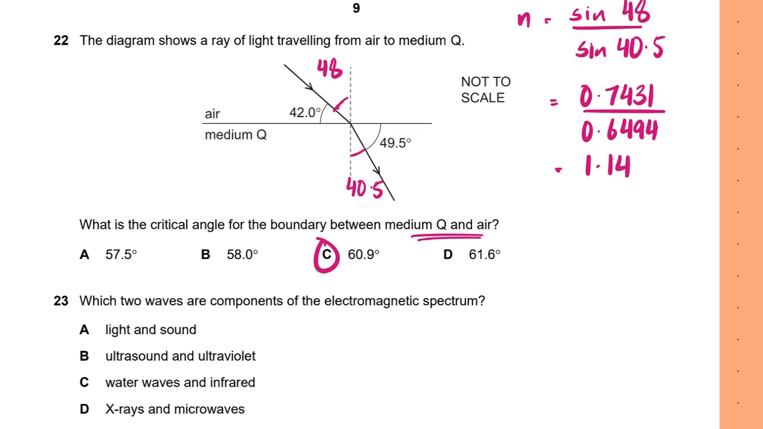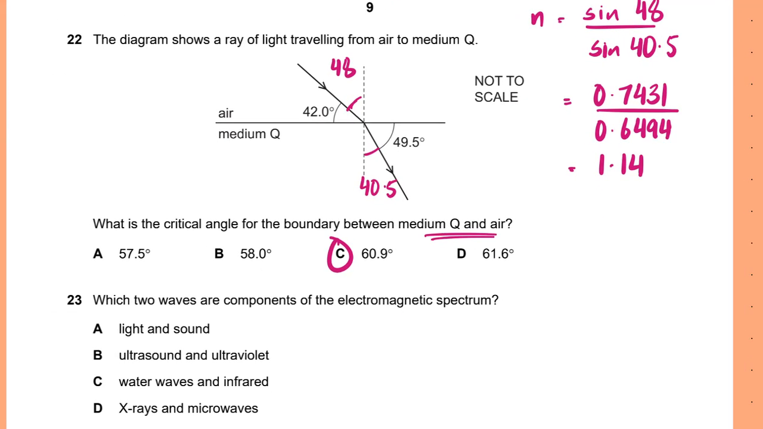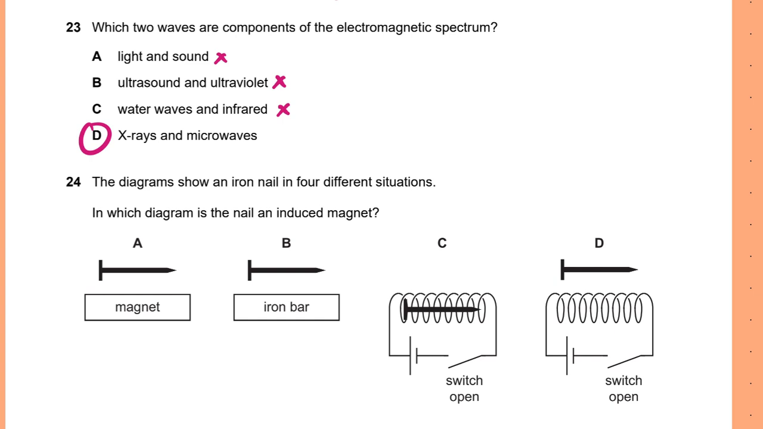Let's move on. Which two waves are components of the EM spectrum? That's not light and sound, not this and this, not this and this, X-rays and microwaves. The diagram shows an iron nail in 4 different situations. In which diagram is the nail an induced magnet? So if an iron nail is brought close to a magnet, then it would get magnetism induced in it. As long as these switches are open, it's not going to be magnetized, because since there's no current in the coil, there's no field of the coil, so that can't induce magnetism in it.